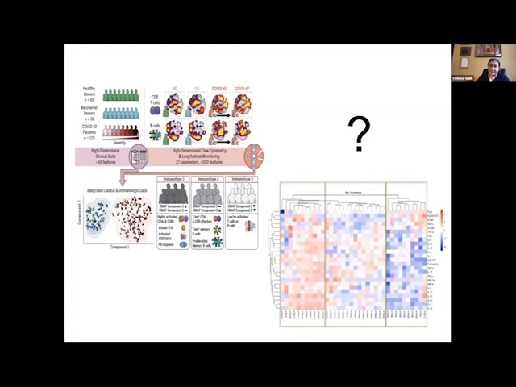Great. And I've just noticed that there was a follow-up from Lucy earlier asking whether there are any data on T regulatory cells in COVID patients.